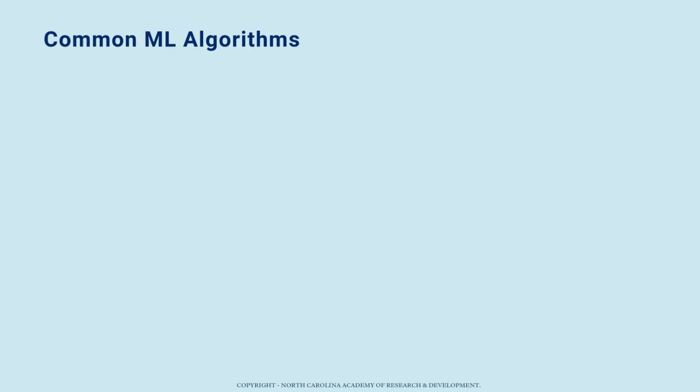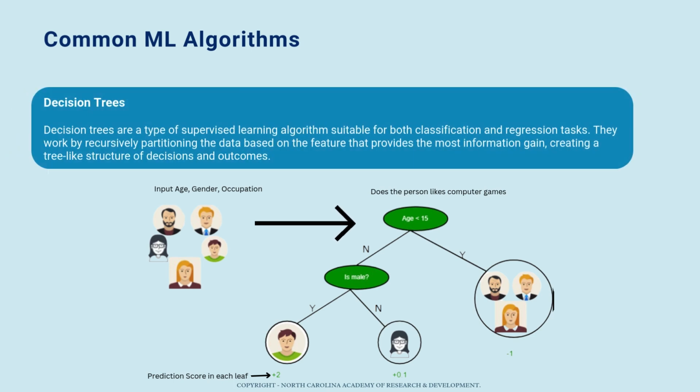Let's explore a few common machine learning algorithms. Decision tree. Let's understand using a simple example. The tree makes predictions based on questions like, is the person's age less than 15? And is the person male? For instance, a 12-year-old girl is predicted to like games. A 25-year-old man has a strong likelihood, and a 30-year-old woman has a slight chance. The tree gives us scores to show the likelihood, with higher scores meaning a stronger prediction.